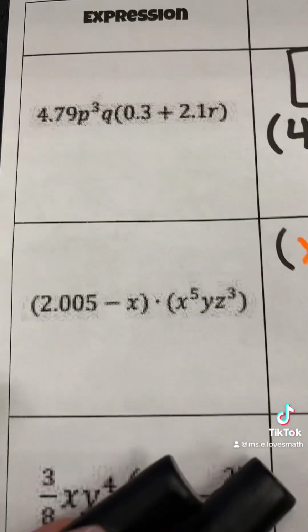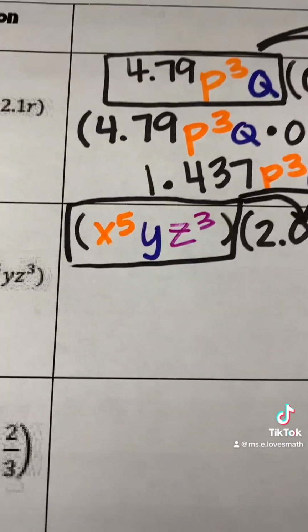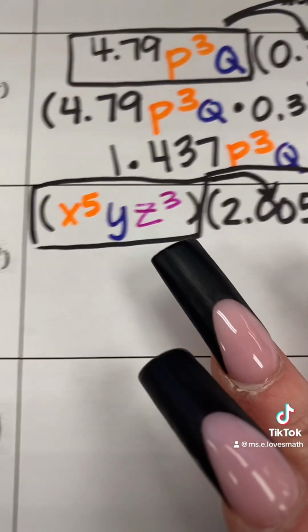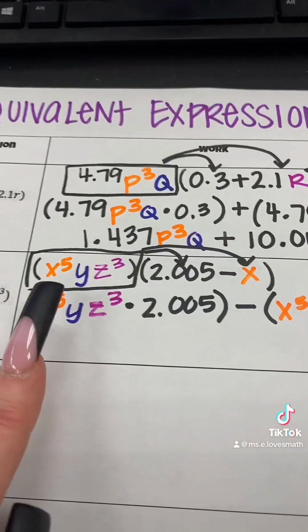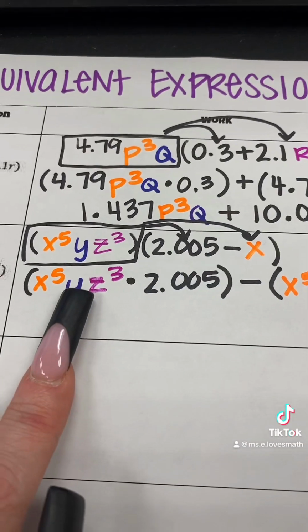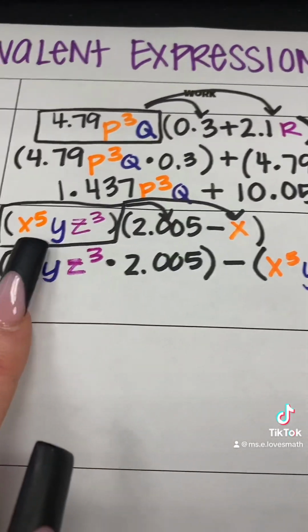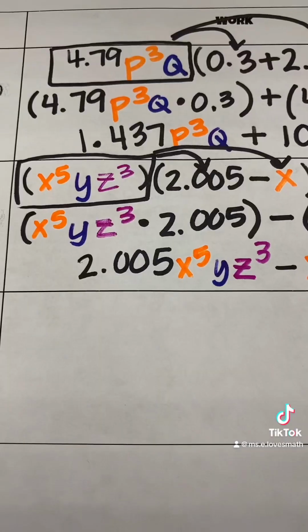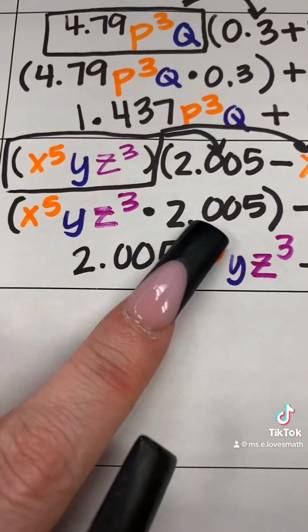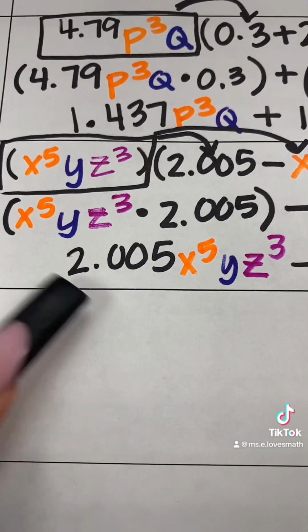Okay, here's our next example. I've also color-coded this example. We will need to take our outside term and distribute it to both of the terms on the inside. So here we have our outside term multiplied by our first term. Bring down our minus. Our outside term multiplied by our second term. So in our final answer, when we multiply these two, we end up with 2.005.